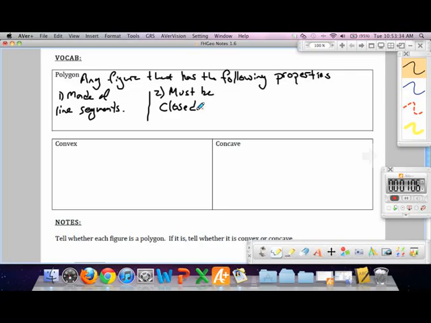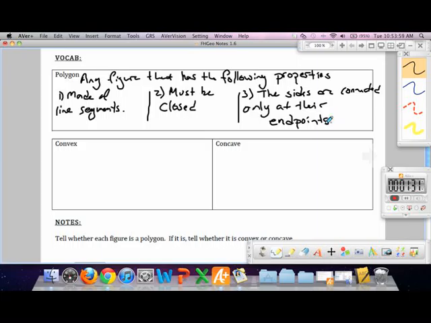And thirdly, and lastly, the sides are connected only at their endpoints. The last one will prevent us from having figures that are twisted on each other or kind of double back on each other and overlap. We can't have any of those.